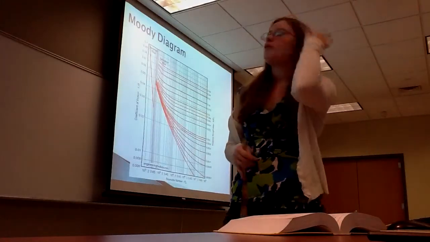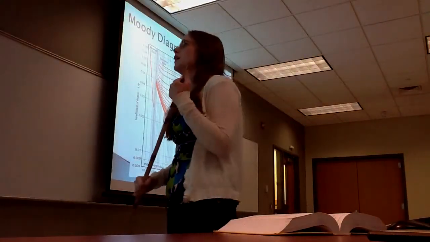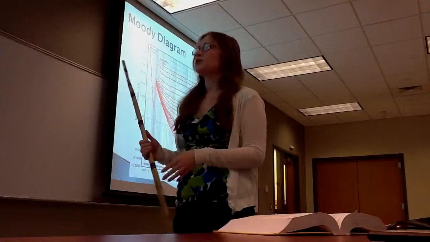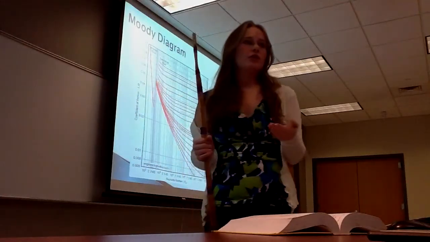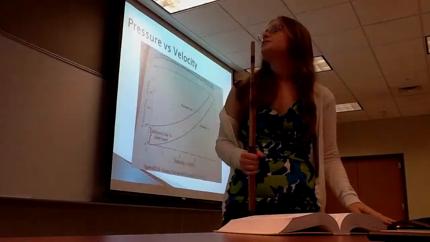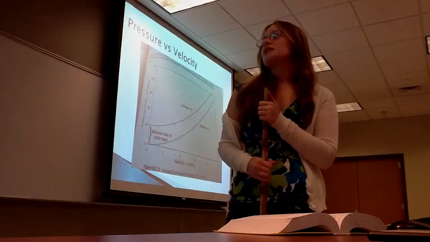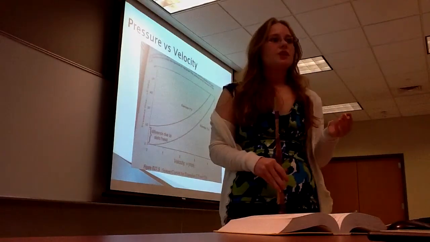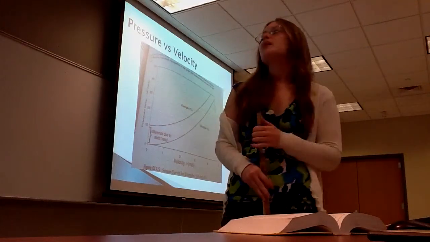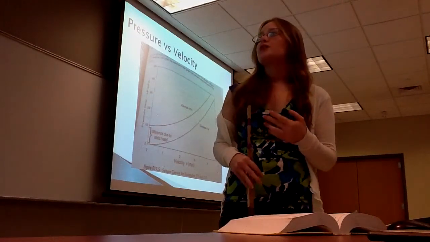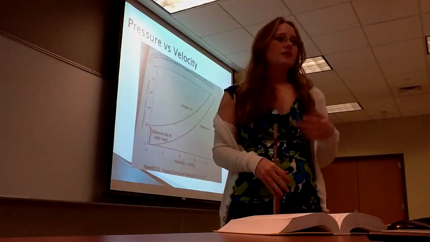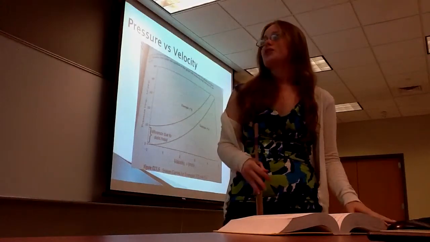So here's the diagram of a Moody. When you're communicating with someone and using a Moody diagram, you want to use bold lines, and you want to bold the area you're communicating on. The same thing with pressure and velocity. If you're comparing different velocities and different types of pipe, sometimes it's good to have a pressure drop versus the velocity and have the different pipelines on there, showing the relationship between them.